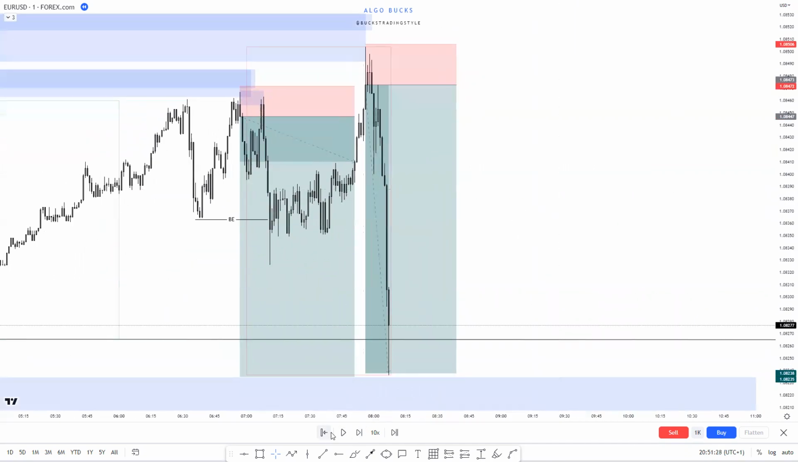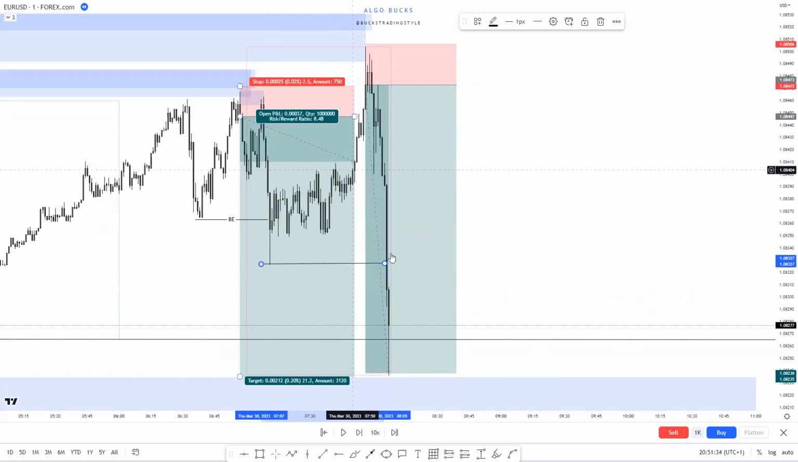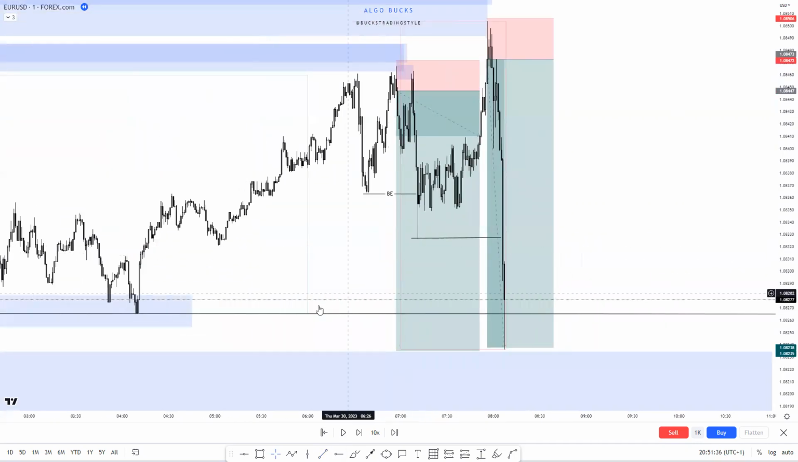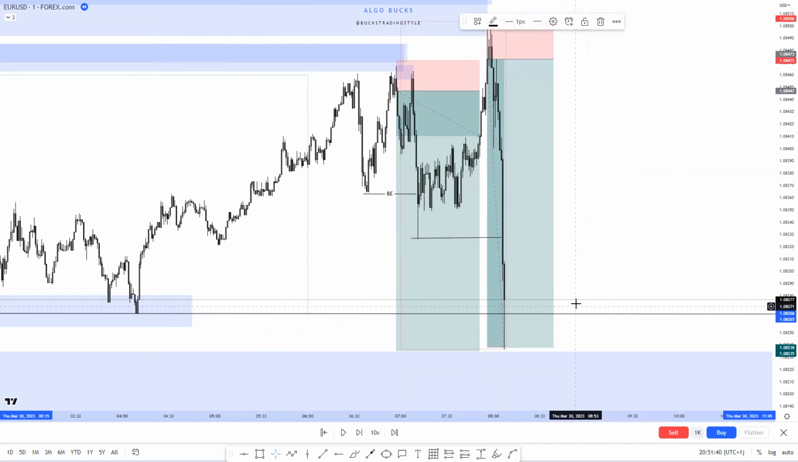Okay, cool. That was fast. Yeah, that was fast. So at this low right here, that was where we went to break even. And then price immediately took out Asian low. This was Asian low right here. Okay, price took out Asian low.